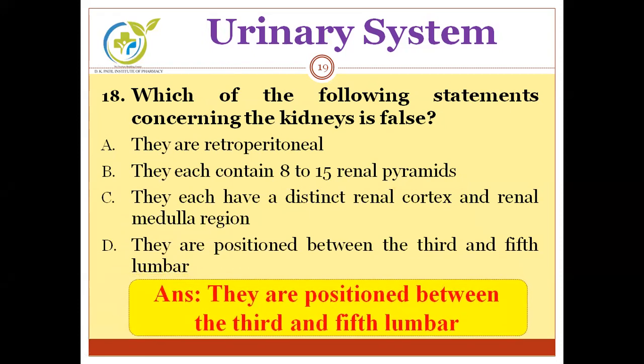They are positioned between the 3rd to 5th lumbar. Actually, this is a wrong statement. They are retroperitoneal, that is correct. They also have 8 to 15 renal pyramids. They each have a distinct renal cortex and renal medulla region, but their position is between the 12th thoracic vertebra to the 5th lumbar vertebra. So D is the wrong option.